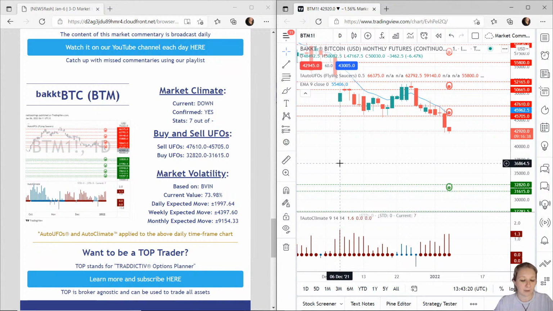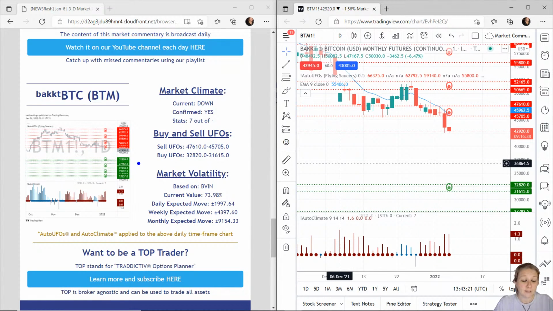So with Bitcoin, we have a thick red dot here. Confirmed downwards climate, probability downwards. Now, we have sellers just above us as well, between 47,610 to 45,705. And we've got buyers quite a way down at 32,820 to 31,615. So probability down from the climate, sellers closer to us, buyers further away, and therefore more probability to the downside here. Probability down for Bitcoin at the moment.